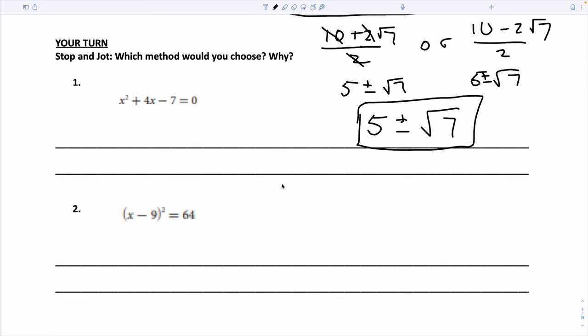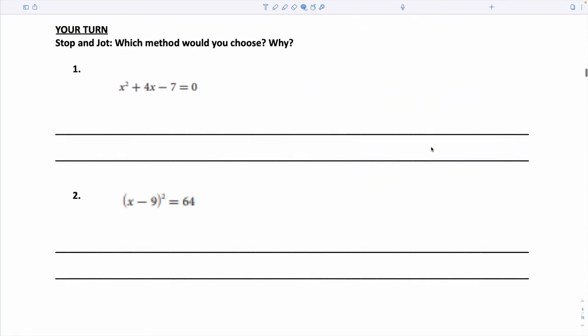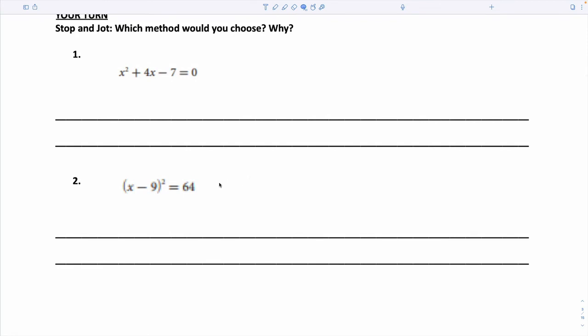Okay, last two that I want you to look at. Stop and jot. What method would you use? I don't want you to solve these. I just want you to think about it and then turn. We'll talk about number 2. Don't chat with your partner for now. Take just like 30 seconds to a minute to write down the method.